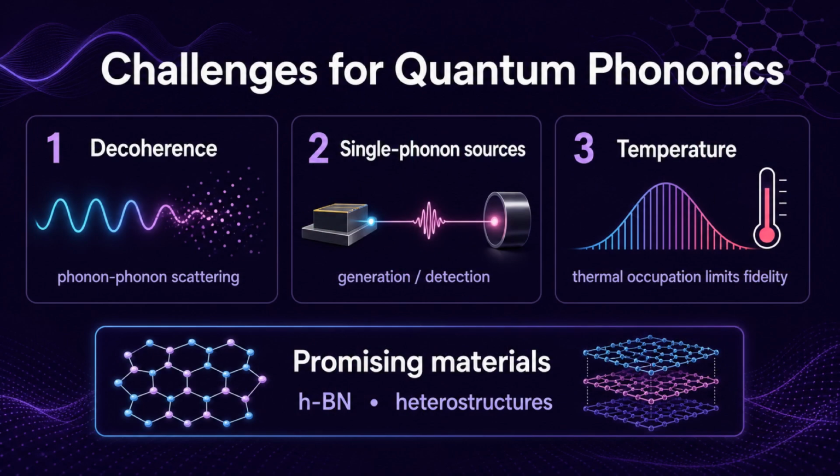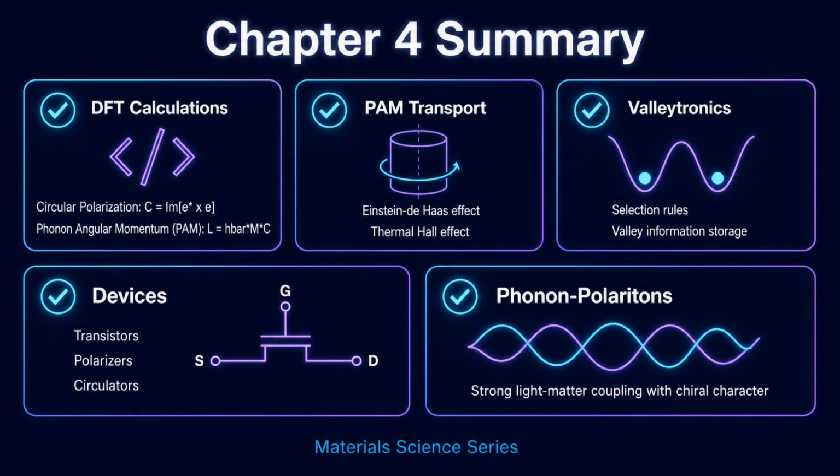Several challenges remain for quantum phononics with chiral phonons. Decoherence from phonon-phonon scattering limits coherence times. Single phonon sources are difficult to generate and detect reliably. Thermal occupation of phonons at finite temperature limits quantum fidelity. Promising materials include hexagonal boron nitride, with its large bandgap and stable phonons, and engineered heterostructures with tailored valley and phonon properties. Let's summarize Chapter 4.